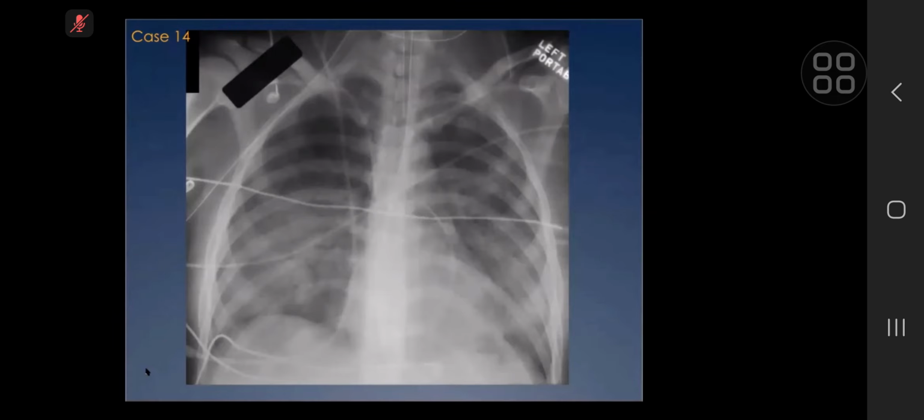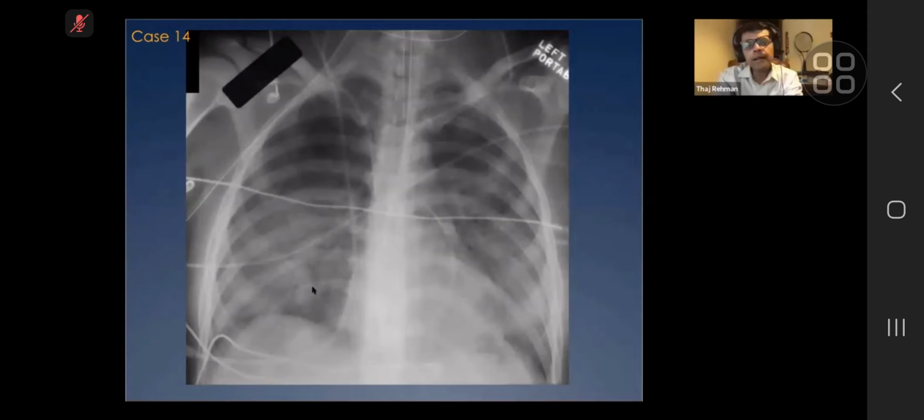It's quite typical of atypical bacterial infection. There could be very different differentials, so atypical or viral infections. Again, there is soft tissue nodularity with probably some air crescent sign. Air crescent sign. Yeah. So there is air crescent sign on a background of extensive lung consolidation.